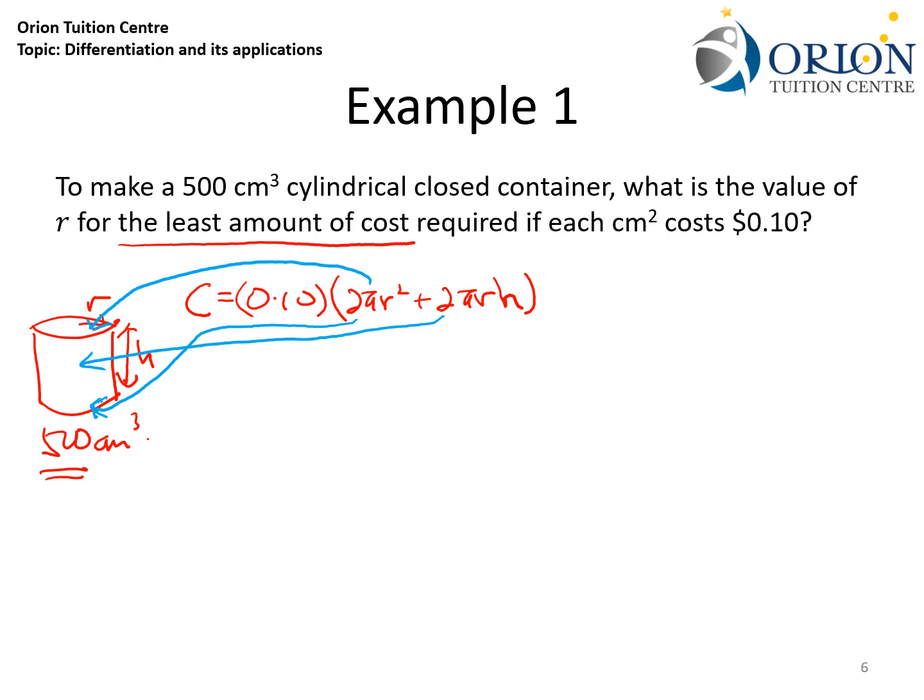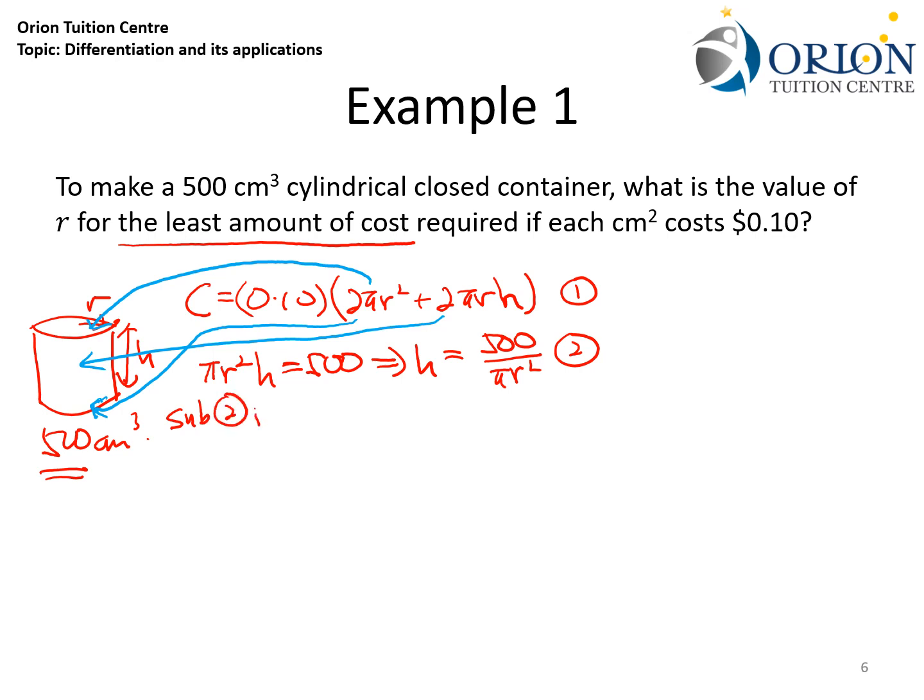And we know that the constraint equation can be formed using the fixed volume. So we know that πr²h must be equal to 500, and I can rewrite this as h equals 500 over πr². Let me name these equation 1 and equation 2. Now I can substitute equation 2 into equation 1 to get C equals 0.10 multiplied by 2πr² plus 1000 over r.